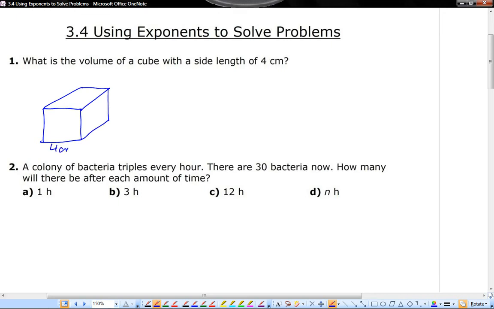And with a cube, we know that the length and the width and the height are all the same, in this case 4 centimeters. So the volume, which is length times width times height, since all three are the same, that means we're effectively doing 4 cubed. 4 times 4 is 16, times 4 is 64, so it's 64 cubic centimeters.